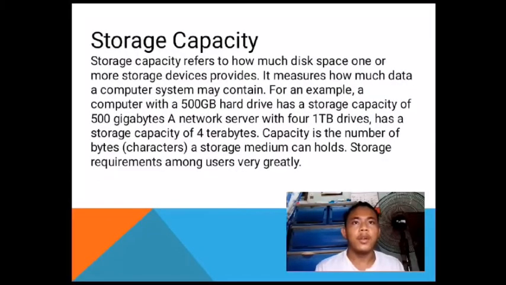Storage capacity. Storage capacity refers to how much disk space one or more storage devices provides. It measures how much data a computer system may contain. For example, a computer with a 500GB hard drive has a storage capacity of 500GB. A network server with four 1TB drives has a storage capacity of 4TB. Capacity is the number of bytes a storage medium can hold. Storage requirements among users vary greatly.